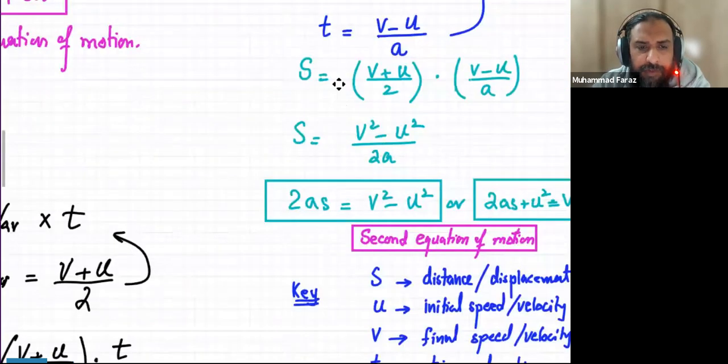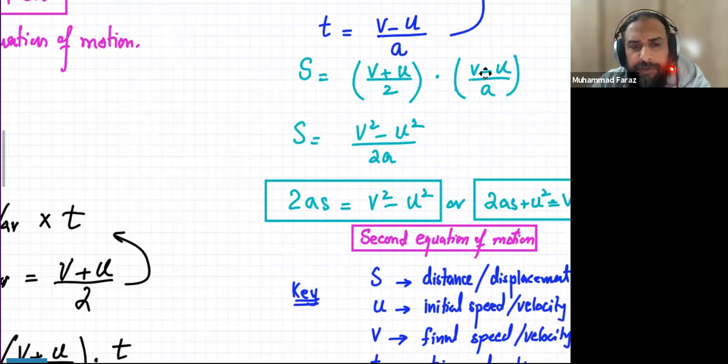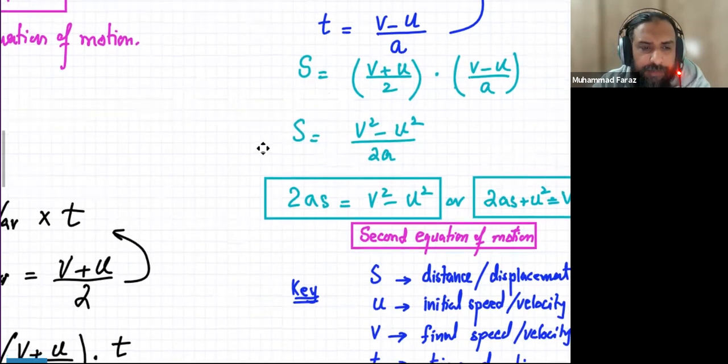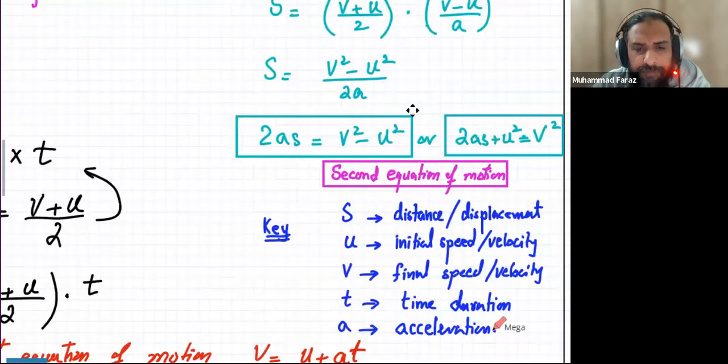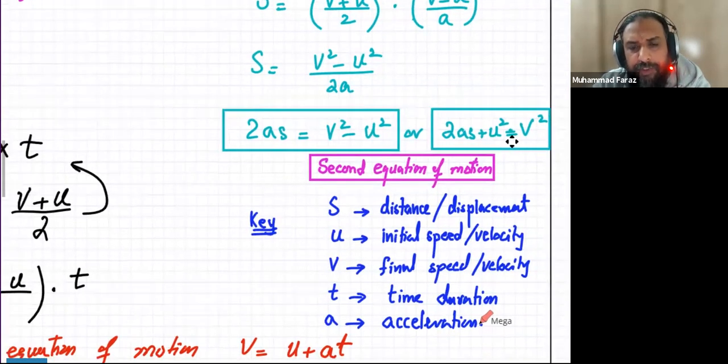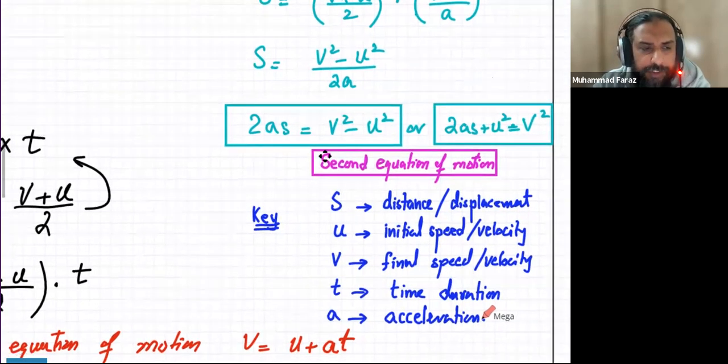Denominator multiplies with denominator, numerator multiplies with numerator: a plus b into a minus b. A very famous formula that you remembered or worked with in O levels or IGCSE. a plus b into a minus b is a squared minus b squared. So it becomes v squared minus u squared over 2a. And we can shift this 2a from here to here, and it becomes 2as equals v squared minus u squared. Further, if we want to, we can rearrange it to 2as plus u squared equals v squared. This is known as the second equation of motion.